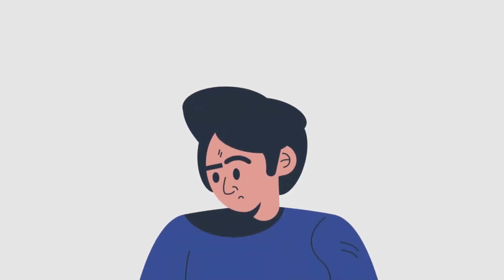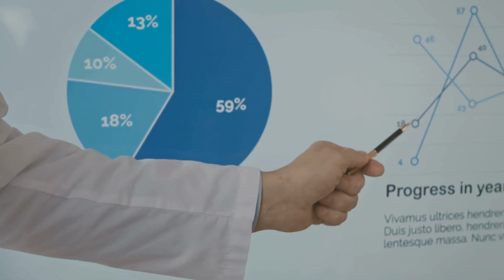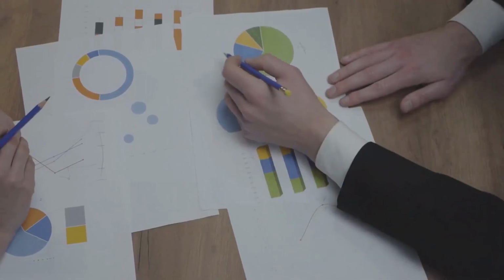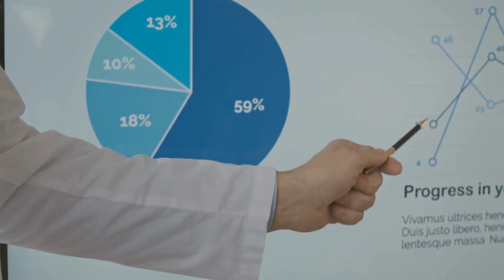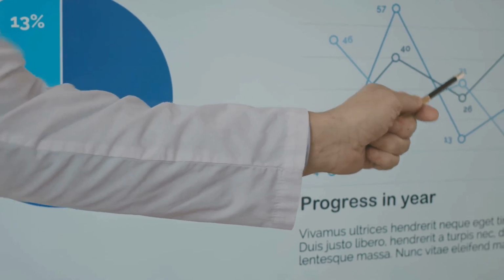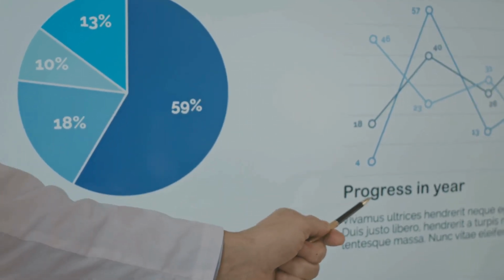Next, state your alternative hypothesis. This is what you want to prove. For example, the average test score is not 75. Now choose your significance level, usually 0.05. This is your alpha level, and it tells you the probability of rejecting the null hypothesis when it's actually true.